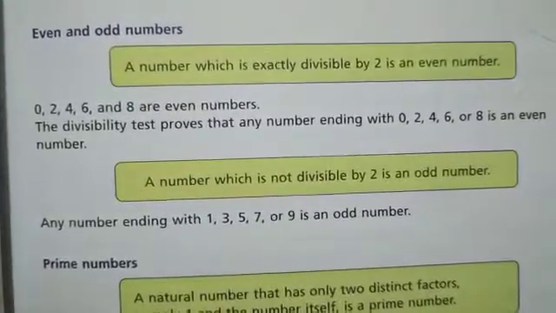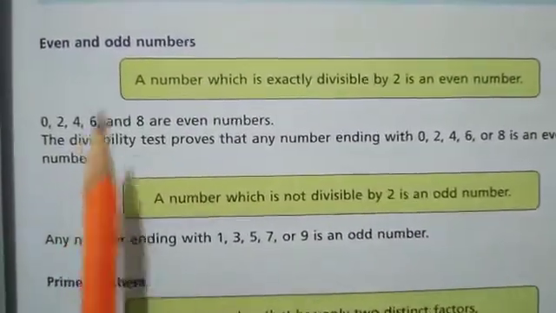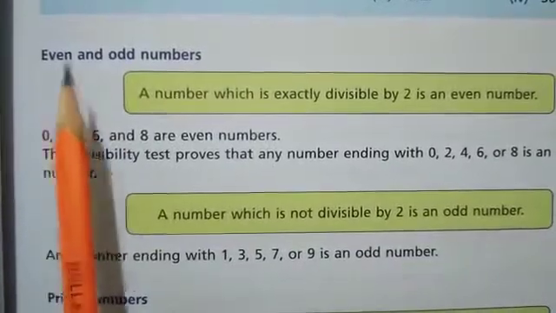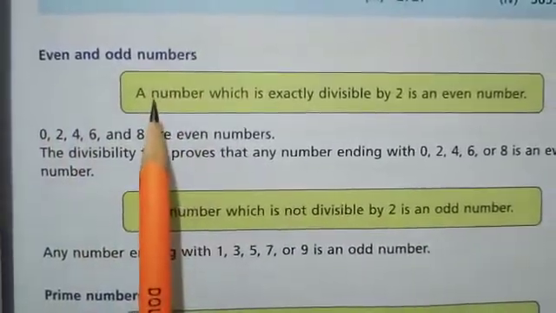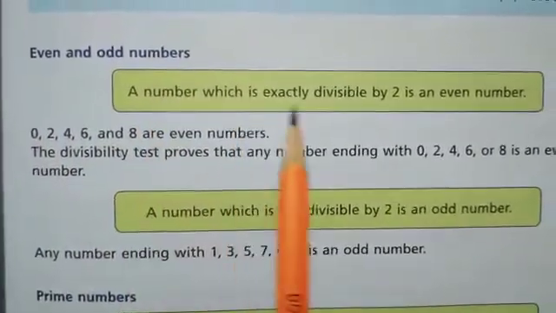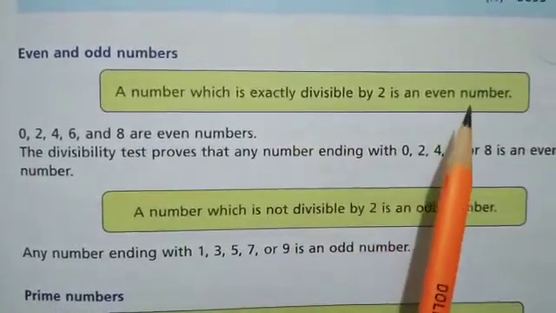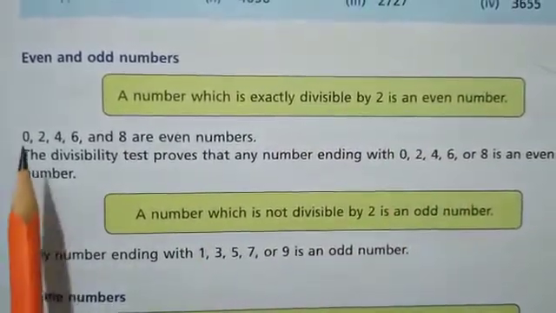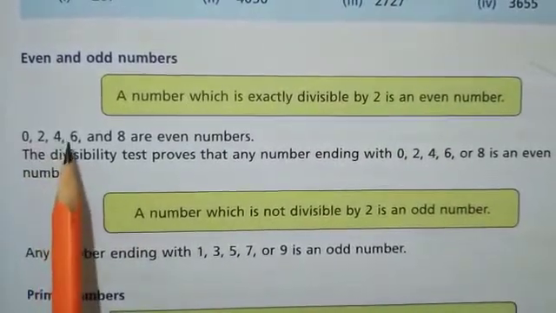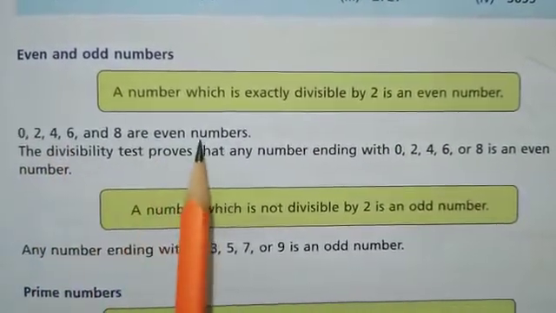Start from exercise B, but first we learn these definitions. First definition is even and odd numbers. This is the definition of even: a number which is exactly divisible by 2 is an even number. For example, 2, 4, 6 and 8 are even numbers.